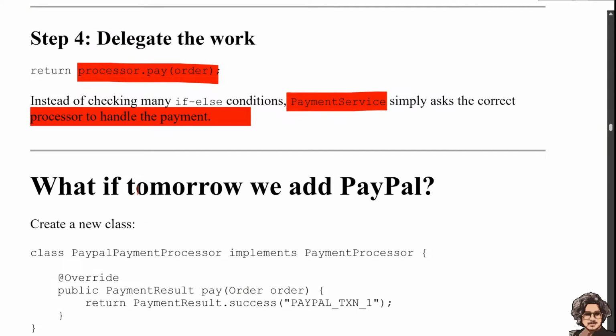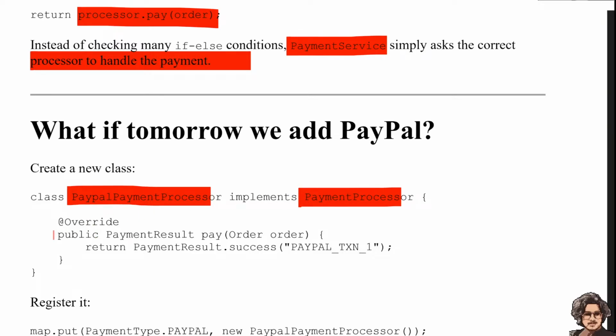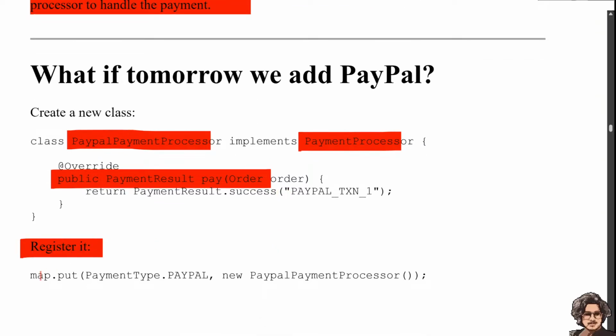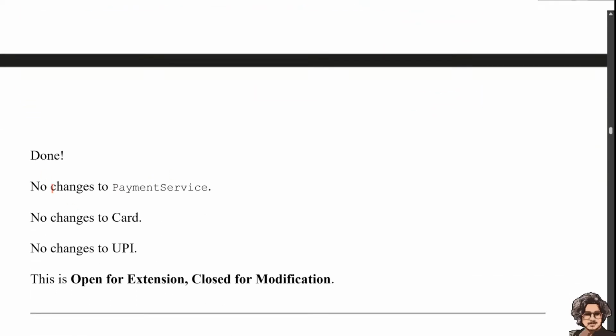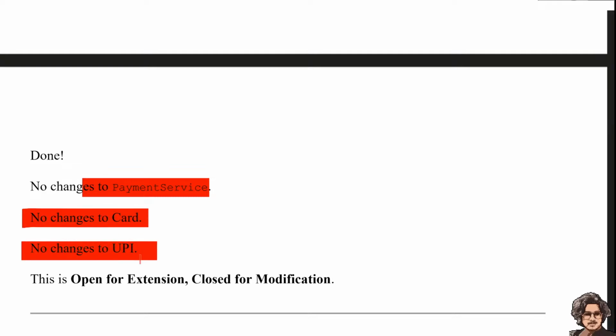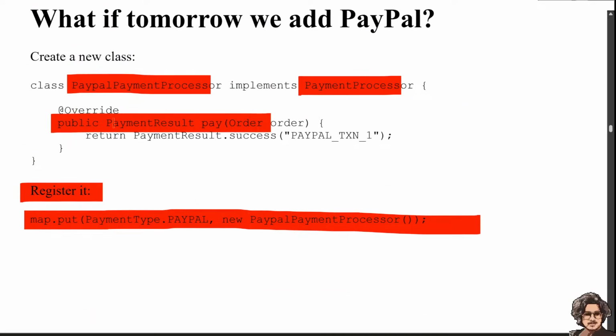What if tomorrow we want to add PayPal? First of all, create a class PayPalPayment that implements the PaymentProcessor. Override the pay order method and return the PayPal result. Then register it into the map: map.put PaymentType.PAYPAL with new PayPal processor. Done. No need to change the PaymentService, no need to change the card, no need to change the UPI. This is open for extension and closed for modification. This is way simpler than you think.